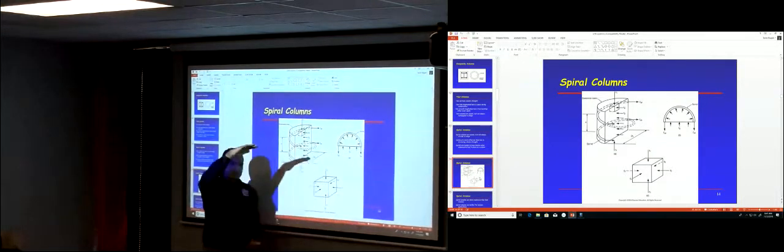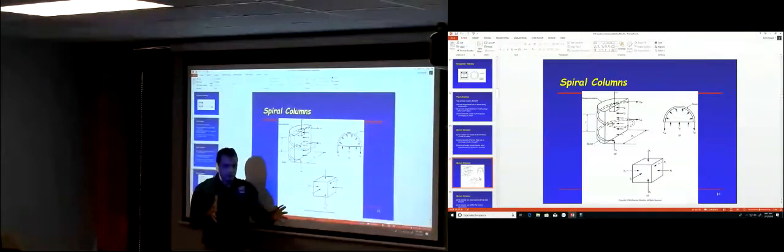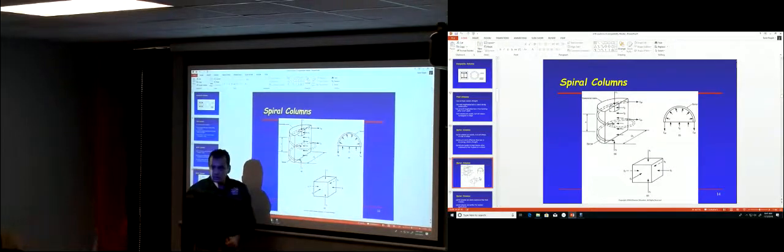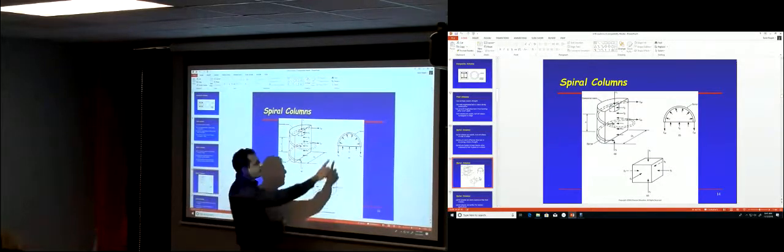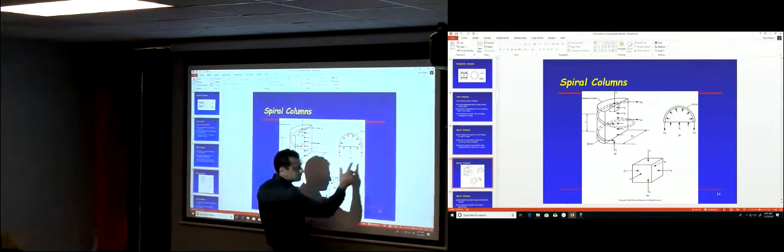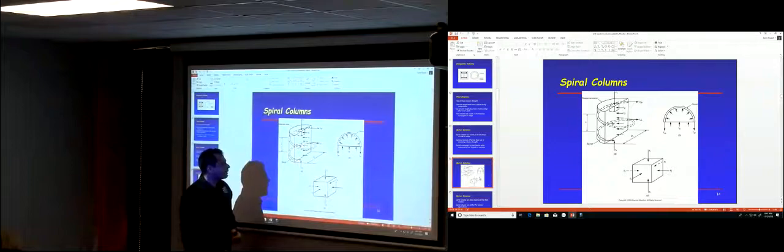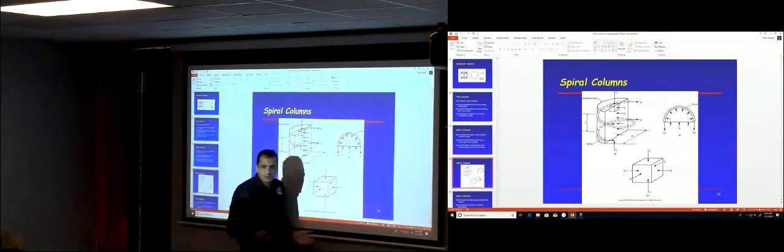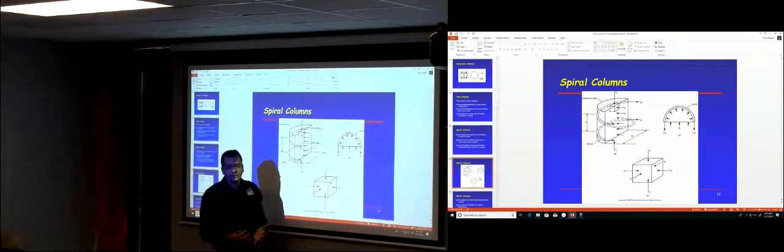So you compress the column like this, and the column won't expand horizontally. The spirals are confining the column, so you're actually putting tension on those spirals. So the spiral here has a tensile force of FSB, the stress in the spiral. The spiral will fail when this stress becomes what?